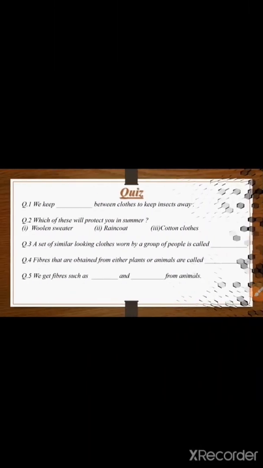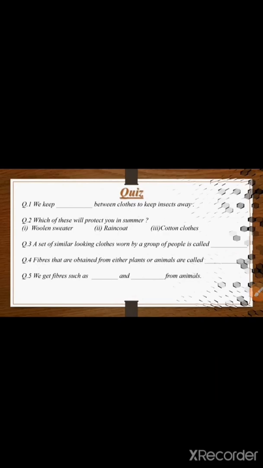So we have learned about chapter number 5, that is clothes, and I think you understood this chapter very well. So here we have a quiz time. We have only 5 questions. I'm asking you the questions and giving you 5 minutes. Just think about these questions, then I'll give you the answers.